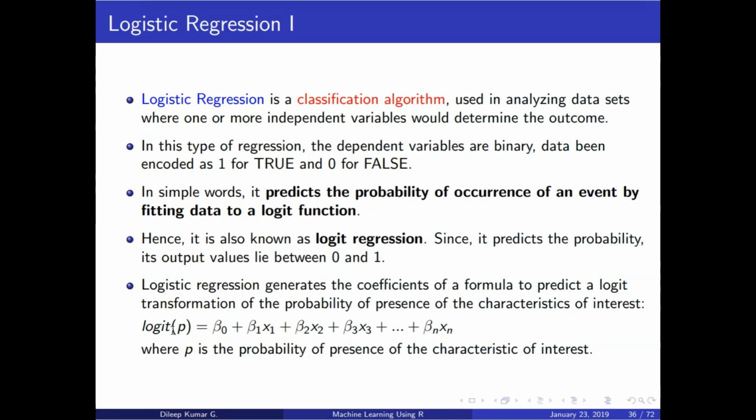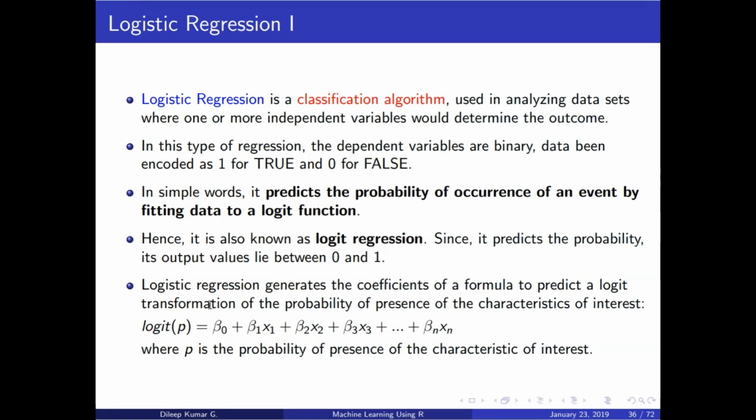So this is the equation for logistic regression. Logistic function: beta 0 plus beta 1 x1 plus beta 2 x2 plus beta 3 x3 up to beta n xn, and x1, x2, x3 up to xn are variables from your data set. Beta 0 is the intercept, and then beta 1, beta 2, beta 3 are the coefficients of the variables.